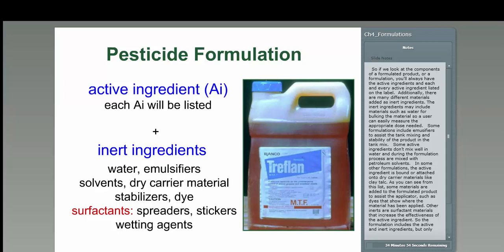As you can see from this list, some materials are added to the formulated product to assist the applicator, such as dyes that show where the material has been applied. Other inerts are surfactant materials that increase the effectiveness of the active ingredient. So the formulation includes the active and inert ingredients, but only the active ingredients are listed on the label. The inerts are largely the trade secrets of the manufacturer and help their product be more competitive by increasing safety or effectiveness or make the product easier to handle.